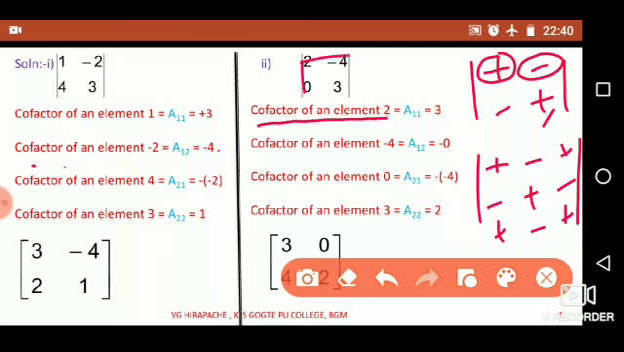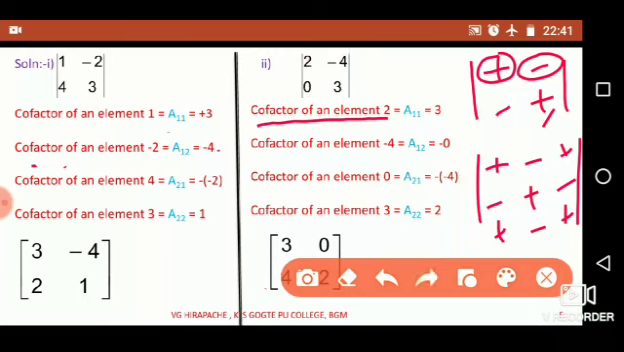The minor of 2 is 3 and if it is multiplied by plus sign, plus 3 is the cofactor of the first element. Similarly, the cofactor of minus 4, I'll find out the minor of minus 4. Minor of minus 4 is 0 and if it is multiplied by minus sign, it becomes a cofactor. Therefore, the cofactor of minus 4 is 0. Similarly, the cofactor of 0, it lies in the second row, first column. Therefore, the minor of 0 is minus 4 and that is multiplied by minus, so it becomes plus 4. Therefore, plus 4 is the cofactor of 0.